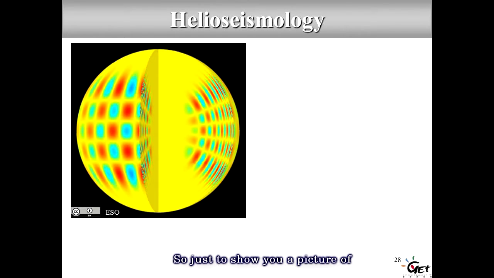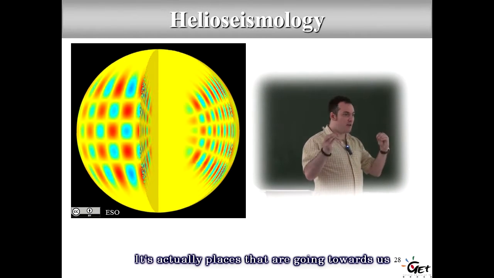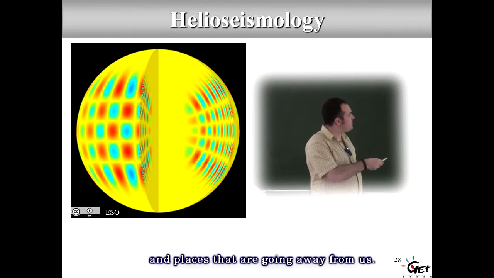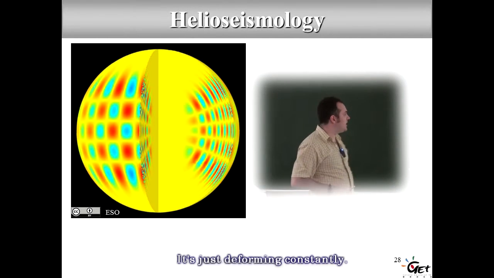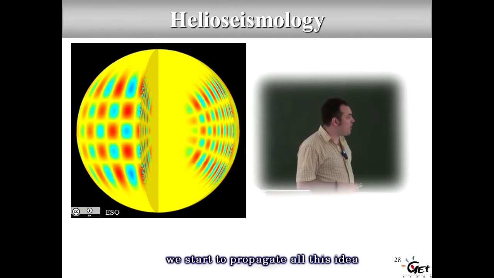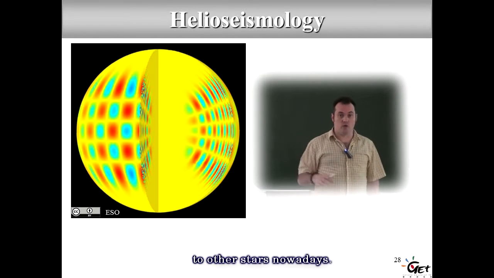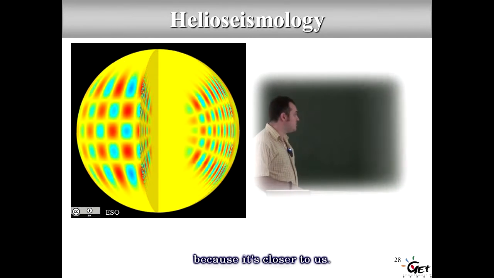So just to show you a picture of those two ways of measuring the Sun's properties, this is helioseismology. As I mentioned to you, it's not actually pulsating this way. It's actually places that are going towards us and places that are going away from us. So it's just deforming constantly. And this is true for all the stars. With helioseismology, we are starting to propagate this idea to other stars nowadays. But of course, it's easier for the Sun because it's closer to us.